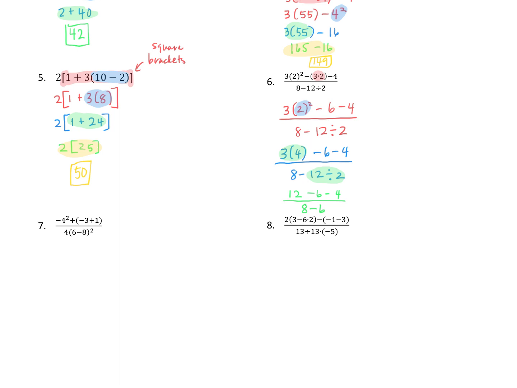Now I want to take care of any addition or subtraction that I have in the numerator or the denominator. And I can see that it's all subtraction. So when I take care of that, I have 12 minus 6 is 6, and 6 minus 4 is 2. And in the denominator, I have 8 minus 6 is 2. Now I'm ready to simplify. 2 divided by 2 is 1. So the answer to this big old thing is just 1.